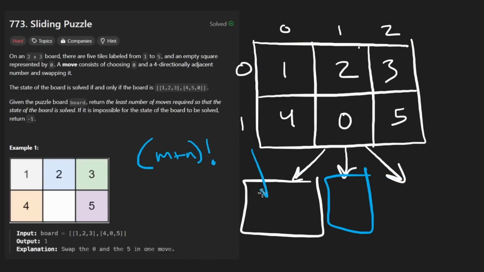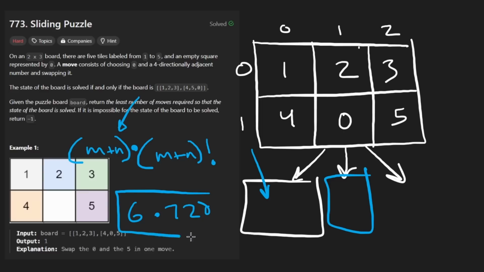And for each step, to verify each board, we have to look at every cell and compare it to the desired matrix. So that would be an m plus n operation. So I believe this is the overall time complexity, this constant multiplied by this. So I think that's in real terms. This was 720 and this is 6. So 6 times 720, even in the worst case.